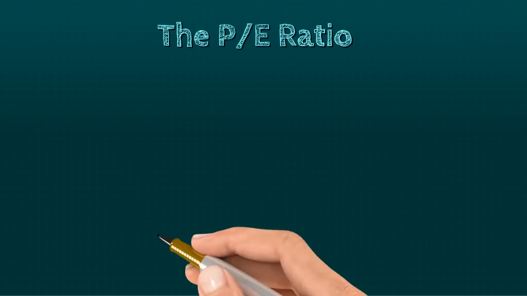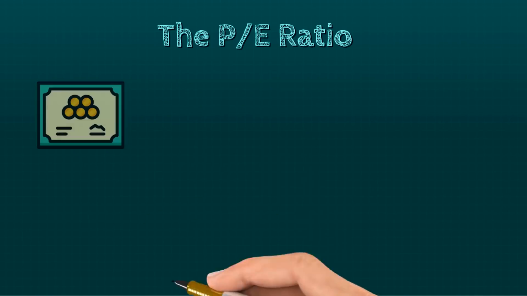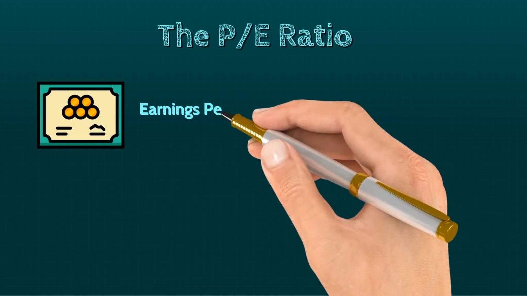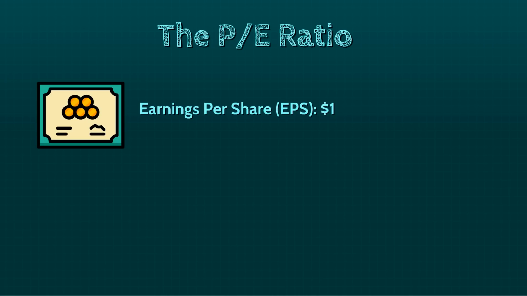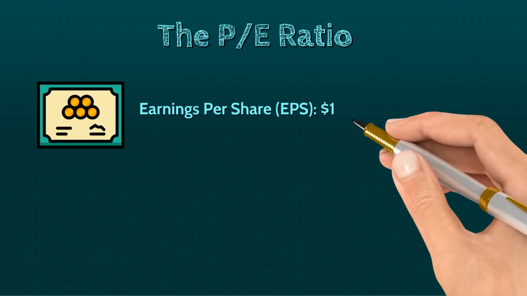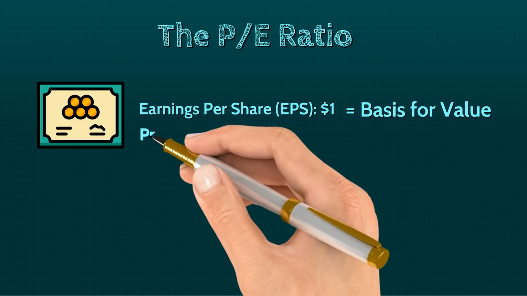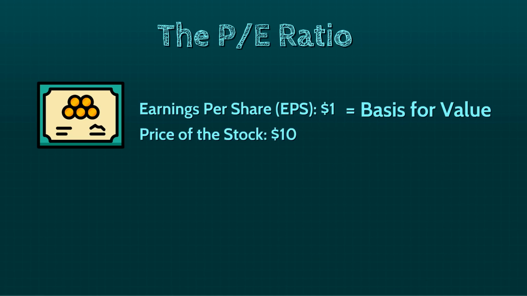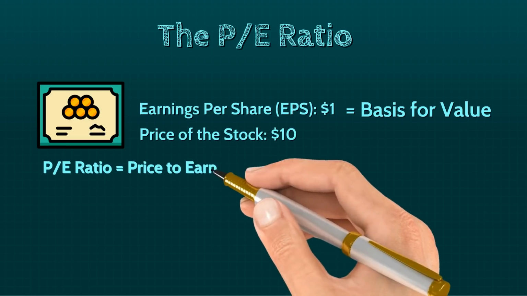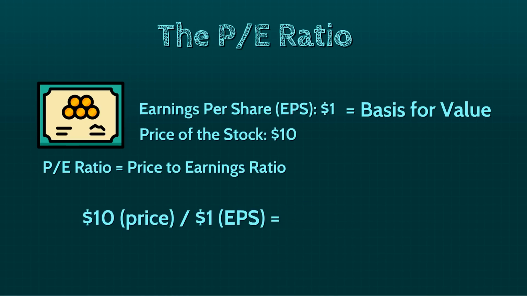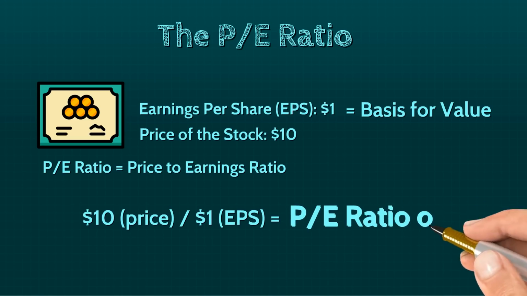Now let's get on to the PE ratio. Using the stock from our previous example, the company made a total of $4 in the past 12 months, and it had a total of 4 shares of stock, giving us an earnings per share of $1. This earnings per share of $1 is the basis for value of this company. Now, if we look at the price of the stock on the market by going to marketwatch.com or morningstar.com, let's say it costs $10 per share. Since the PE ratio is the price to earnings ratio, we will take the price of $10 and divide it by the earnings per share, which is $1. So 10 divided by 1 gives us a PE ratio of 10.